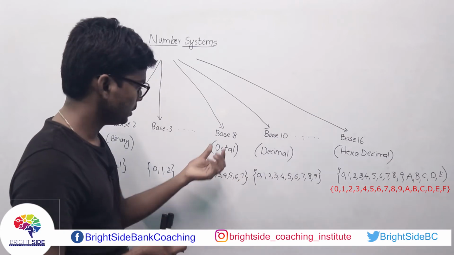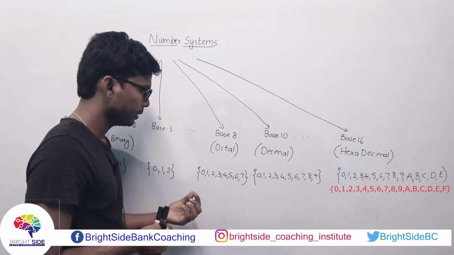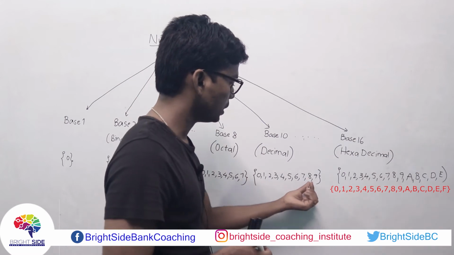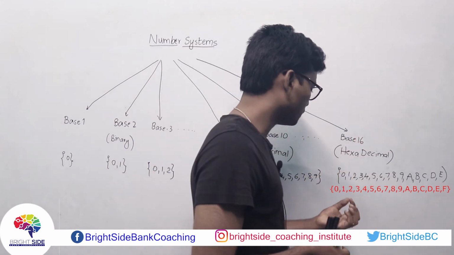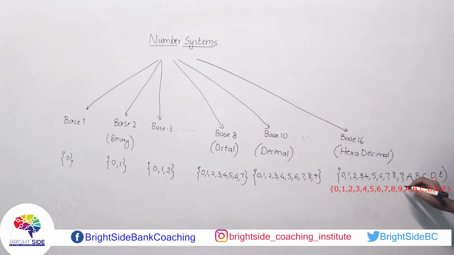Okay, so in base 8 or octal number system you will be having from 0 to 7, and in the base 10 you will be having from 0 to 9, and in the base 16 or hexadecimal number system you will be having from 0 to E. Okay, so up to here fine, and in the place of 10 you put A, in the place of 11 they put B, and 12 is C, and 13 is D, 14 is E, and 15 is F. Up to 15 you will be having in this hexadecimal number system.